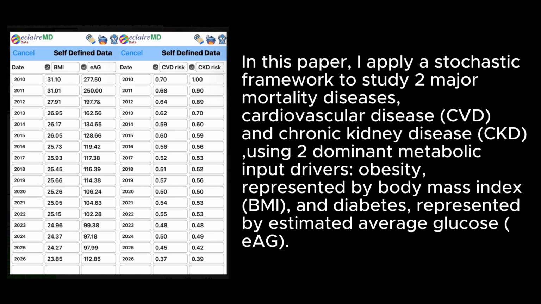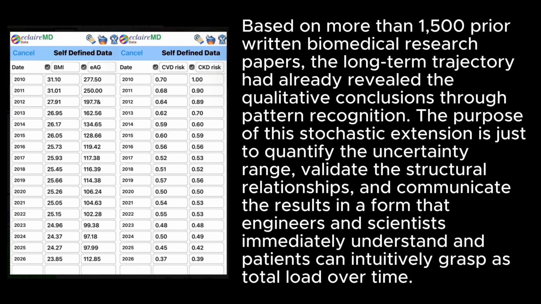In this paper, I apply a stochastic framework to study two major mortality diseases, cardiovascular disease (CVD) and chronic kidney disease (CKD), using two dominant metabolic input drivers: obesity, represented by body mass index (BMI), and diabetes, represented by estimated average glucose (EG). Based on more than 1,500 prior written biomedical research papers, the long-term trajectory had already revealed the qualitative conclusions through pattern recognition.